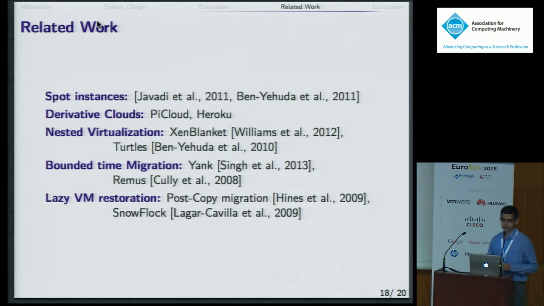So having described our system, it's time to move on to related work. This work has been possible only because of the large amount of work done previously in this area. A lot of work has been done in spot instances and spot pricing and bidding. This is only some of the work.